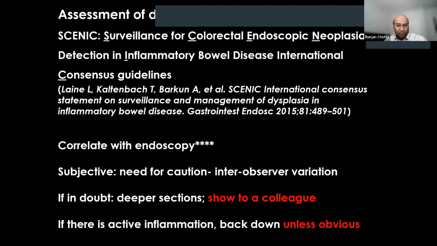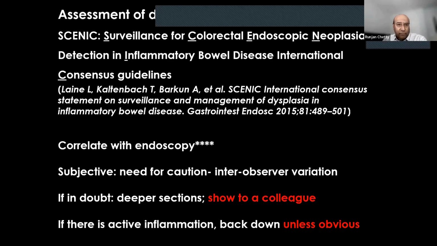And so I've put the asterisk there because this particular surveillance protocol really correlates with endoscopy, and I'll show you how the flowchart works in a minute. And when we do get the biopsies, we need to be very cautious because the endoscopist will suggest dysplasia. And oftentimes they are correct, but equally they may not be correct.